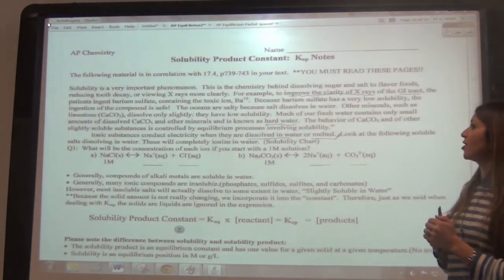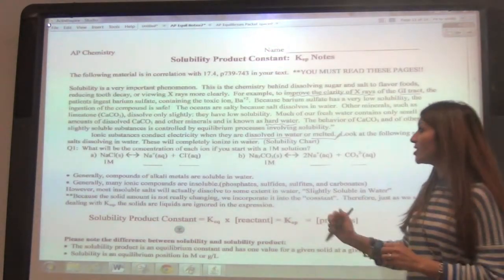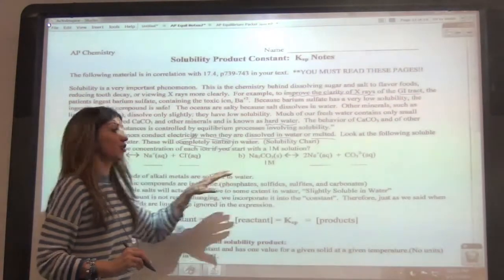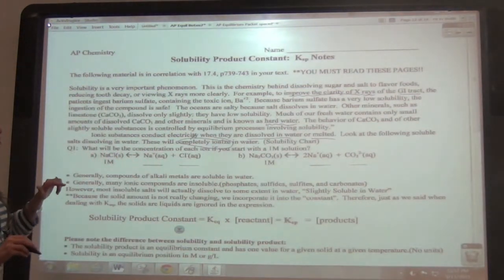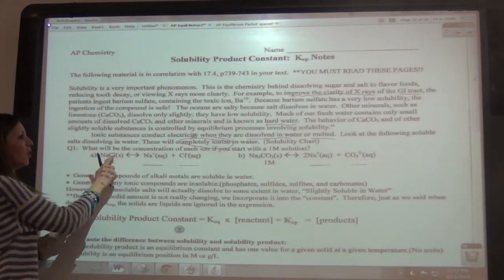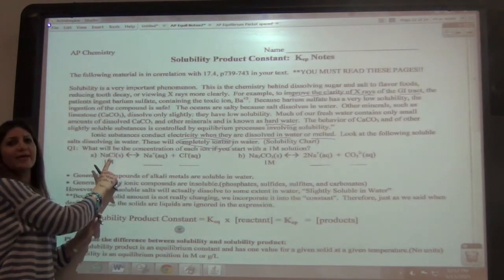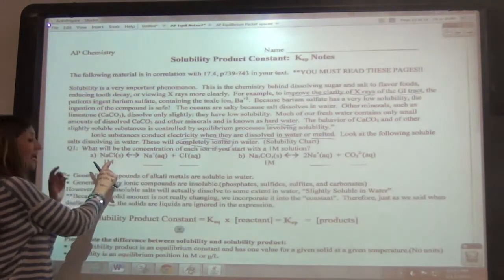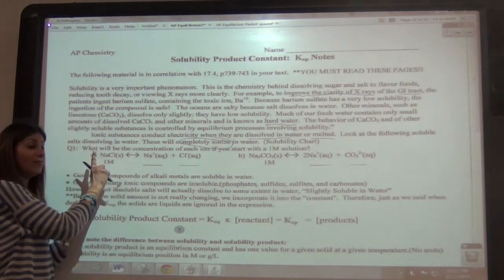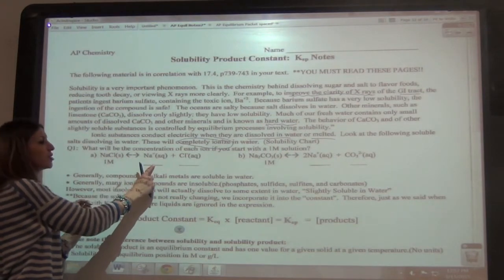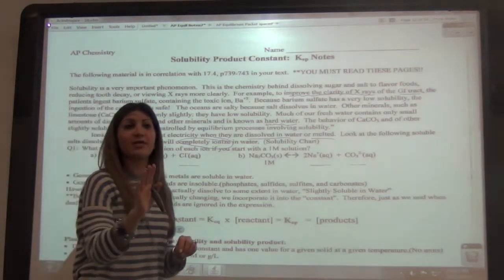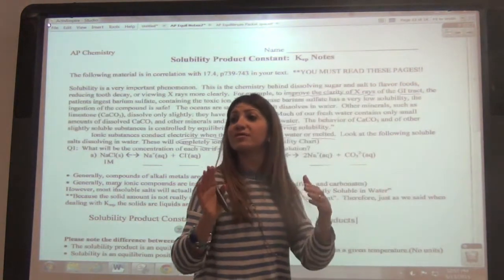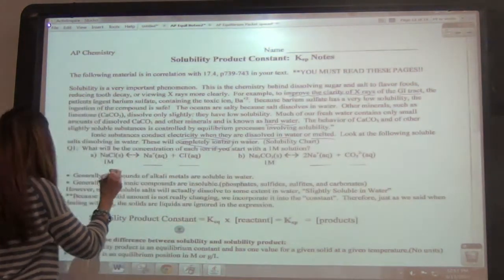Look at the following soluble salts dissolving in water. These will completely ionize in water based on our solubility chart. So it says what will be the concentrations of each ion if you start with 1 molar of NaCl? Well, NaCl is going to break up into Na plus and Cl minus. You agree? So if our concentration of NaCl is 1 molar, then what's our concentration of Na plus? Don't answer it yet. I'm going to give you a hint because some people will say the wrong answer because they haven't completely thought about this, okay?